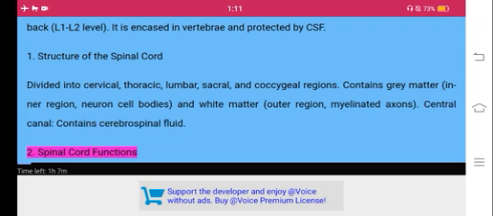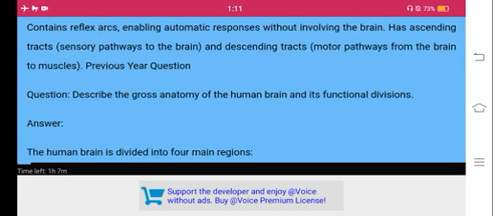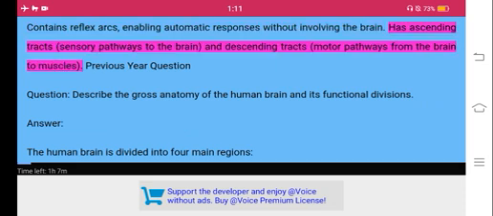2. Spinal cord functions. Acts as the main communication highway between the brain and peripheral nervous system. Contains reflex arcs, enabling automatic responses without involving the brain. Has ascending tracts, sensory pathways to the brain, and descending tracts, motor pathways from the brain to muscles.